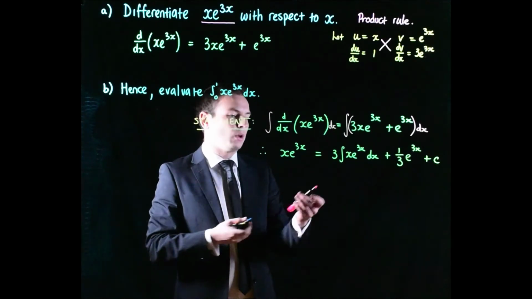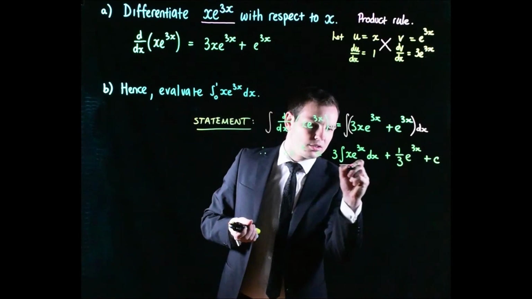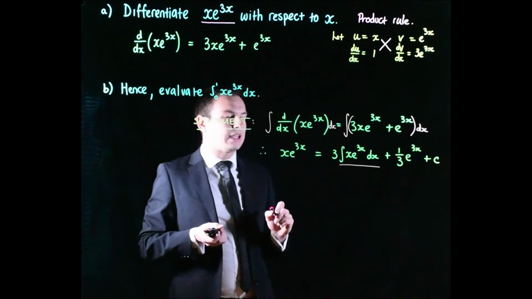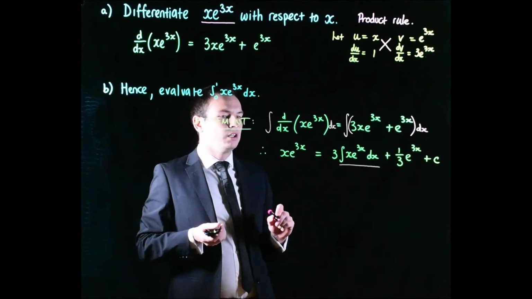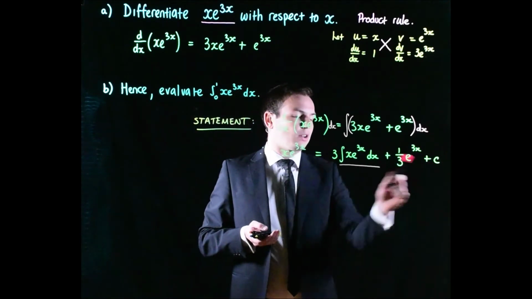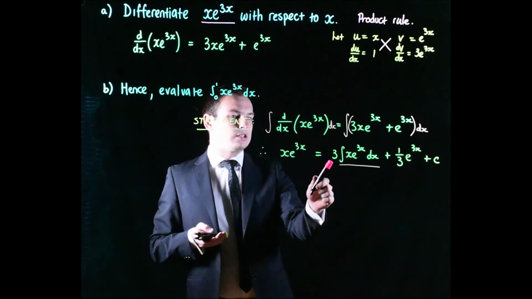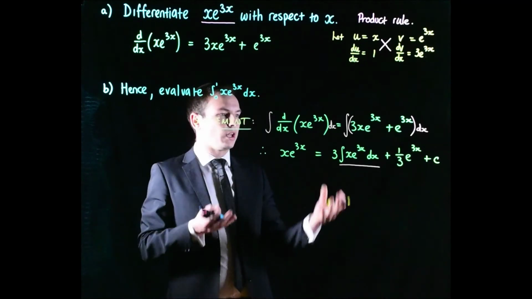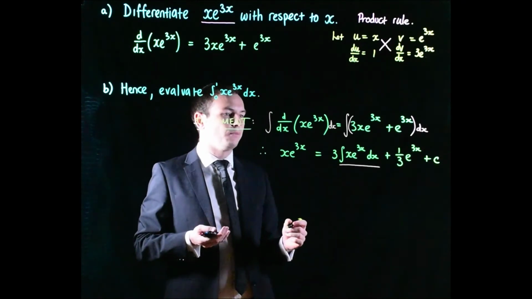So the part of this that we're really interested in is this integral here, the integral of x e to the power of 3x dx. So we want to get that by itself, and to do that we've got two things we're going to subtract away from it, and we also need to divide by that 3. So we're going to do all of that in one step, so hopefully you can follow along with me.